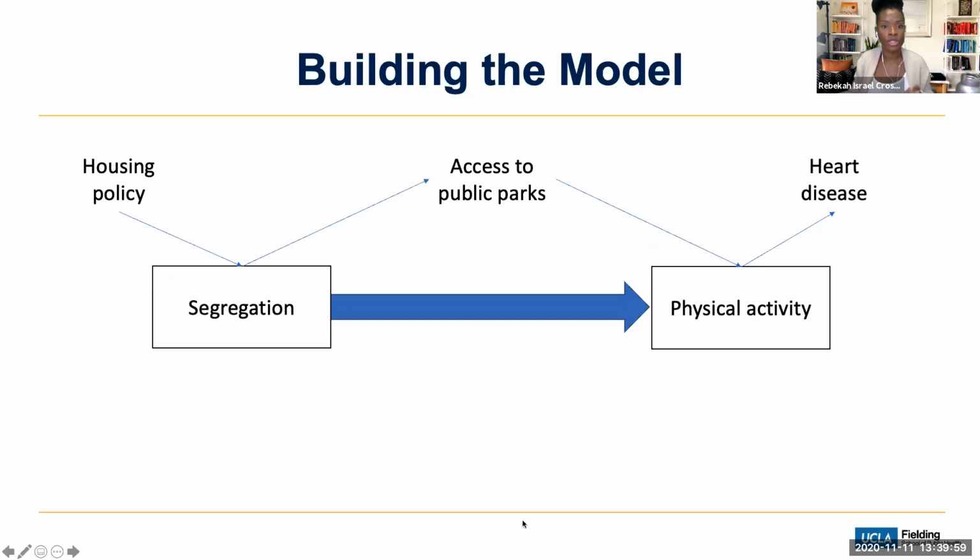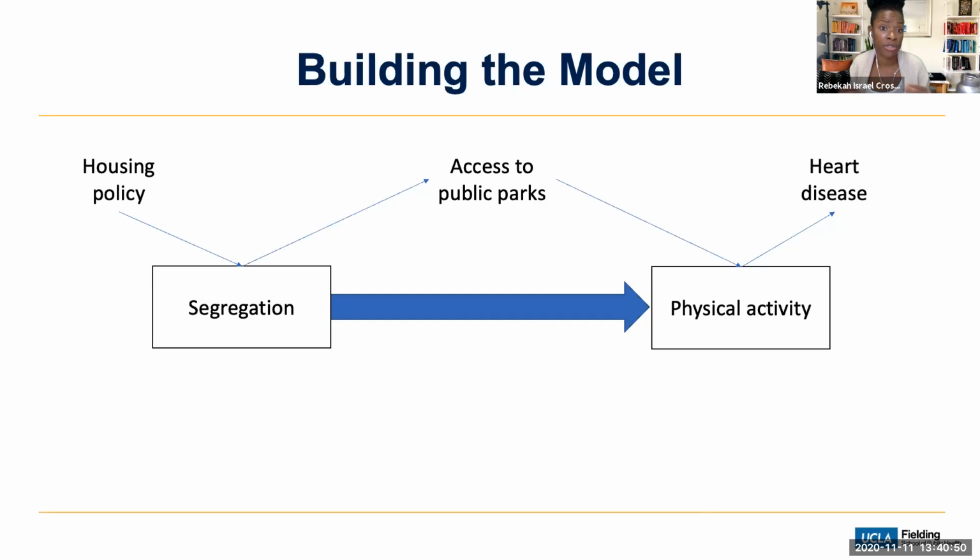For this strategy, I won't focus too much on the housing policy and the heart disease, or the antecedent variable and the consequent variable, but I really want to focus here on the access to public parks. One of the things that people who use a critical race theory perspective have shown is that segregation is actually associated with public funding for public parks. I've been in California for 8 years, so I'm going to use some examples from California.